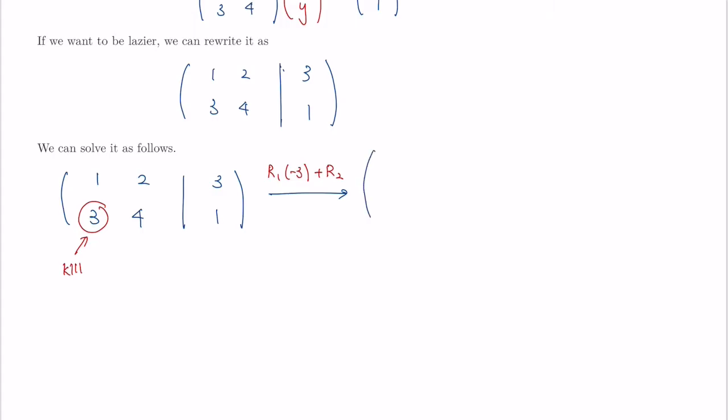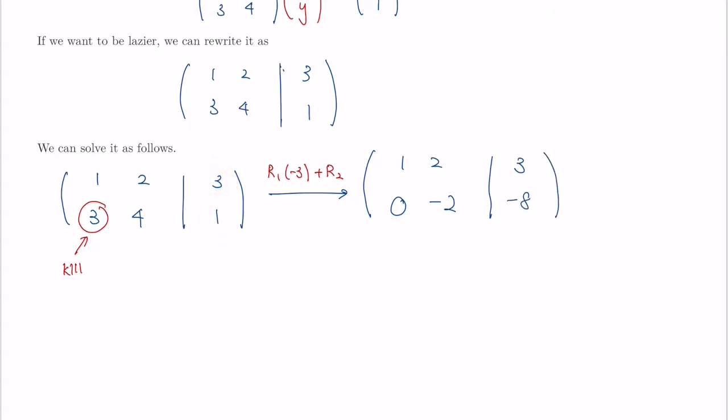Then this will become the first row unchanged. And then multiply 1 by minus 3, so you get minus 3, add it to 3, you get 0. 2 multiply by minus 3, you get minus 6. Minus 6, add it to 4, you get minus 2. And finally, 3 multiply by minus 3, you get minus 9. Add it to 1, you get minus 8.